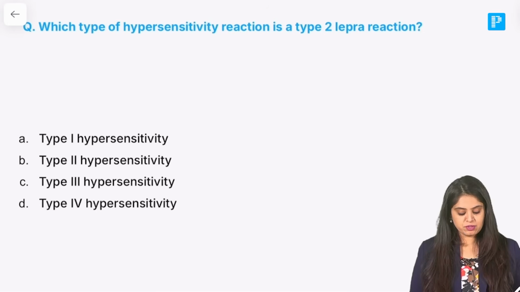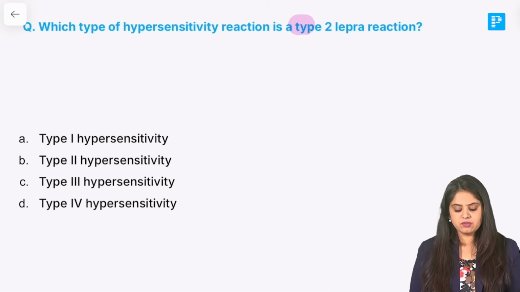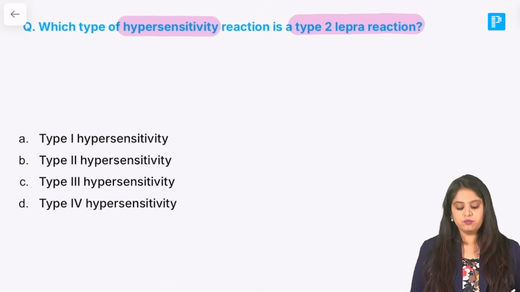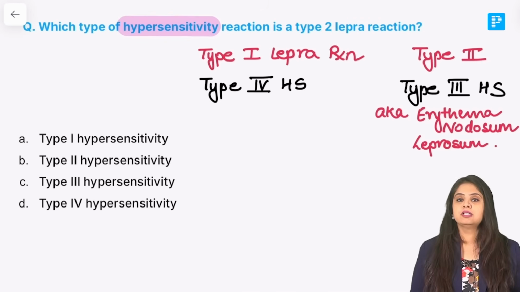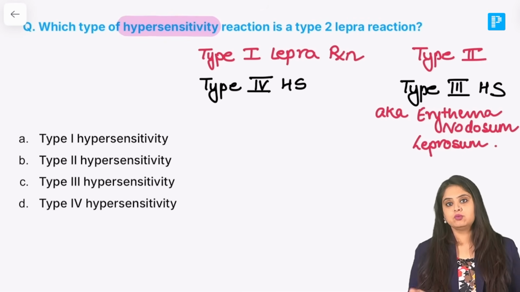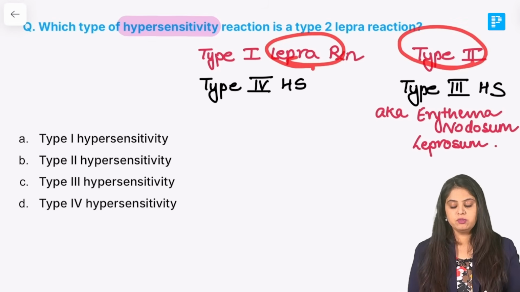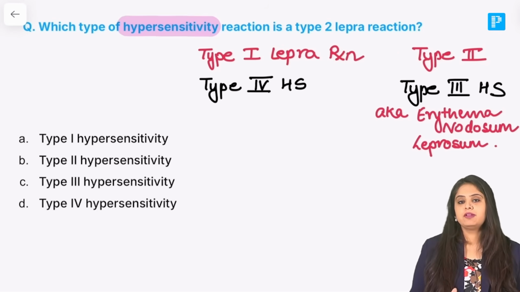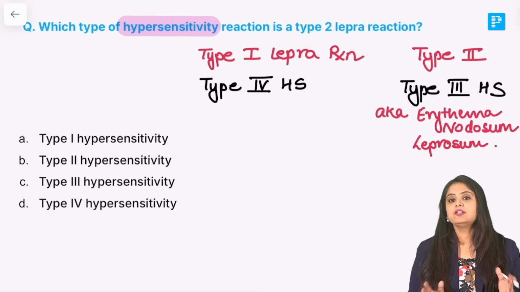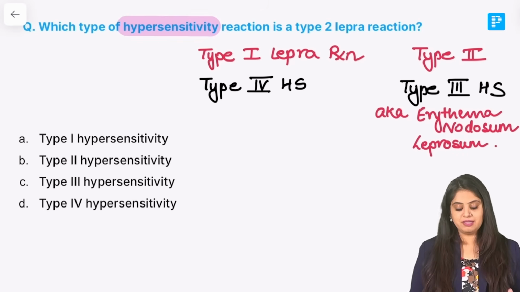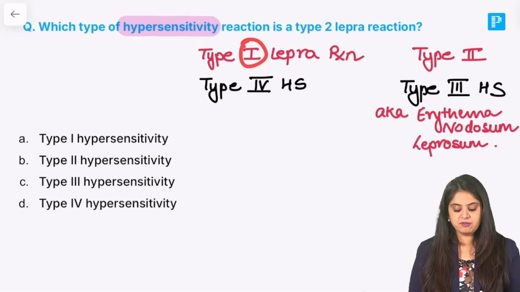Coming on to the next question, which was more of a dermapath correlation, where they've asked you for type 2 lepra reaction, which hypersensitivity is there. So we know lepra reactions are of two types, type 1 lepra reaction and type 2 lepra reaction. Now over here, these are usually seen around leprosy treatment, and they are of two types. As I said, type 1 and type 2.